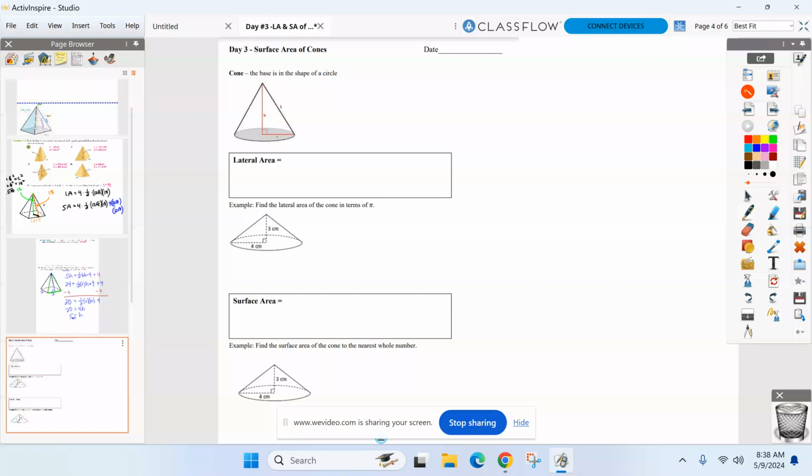Monday, it's all surface area. All surface area, 4 figures we've gone over. Prism, cylinder, pyramid, and today we're doing cone. So it's all lateral and surface area of all those figures on Monday.